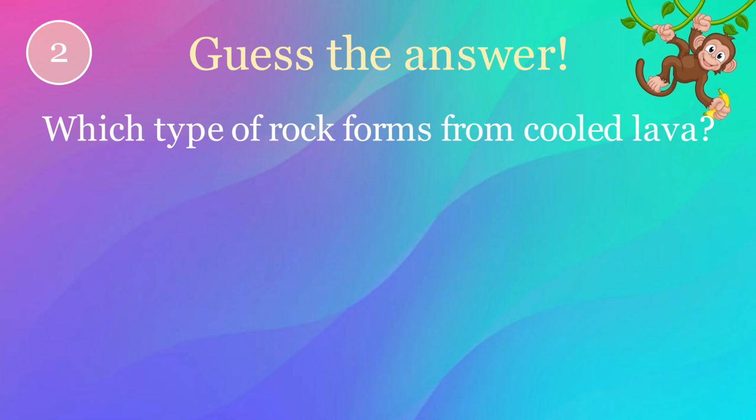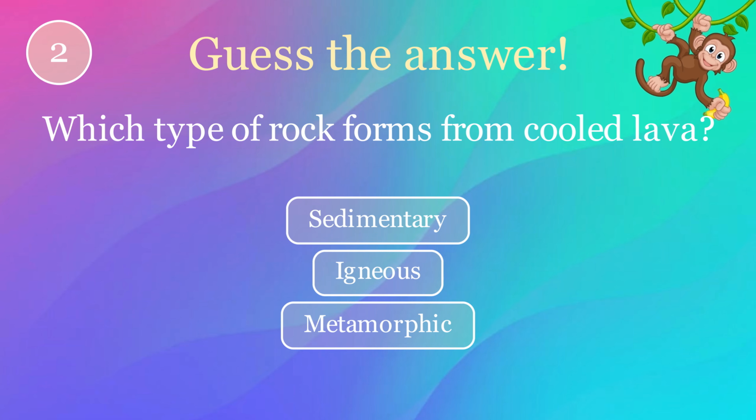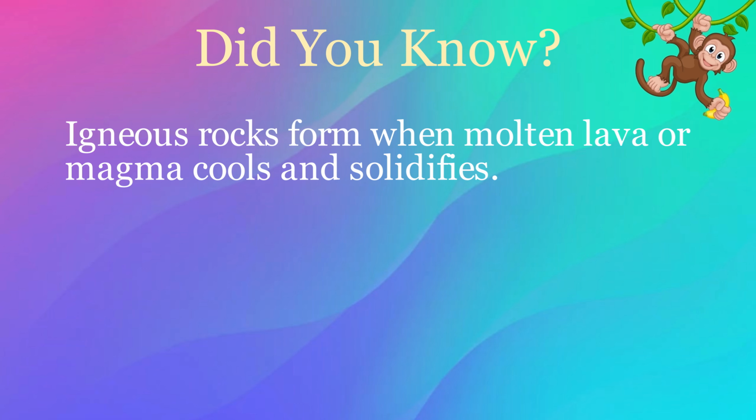Which type of rock forms from cooled lava? Sedimentary. Igneous. Metamorphic. The correct answer is igneous. Here's an interesting fact: igneous rocks form when molten lava or magma cools and solidifies.